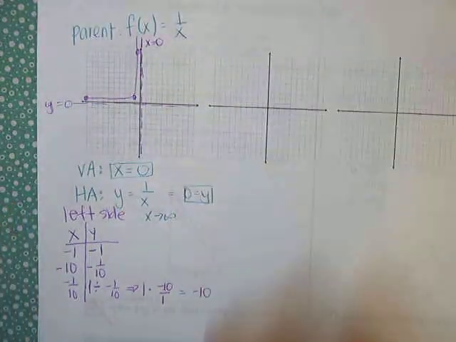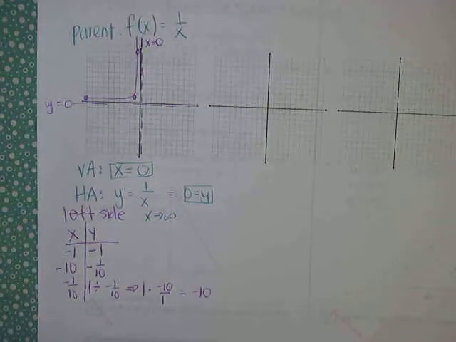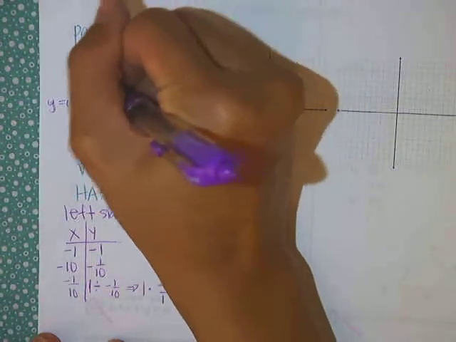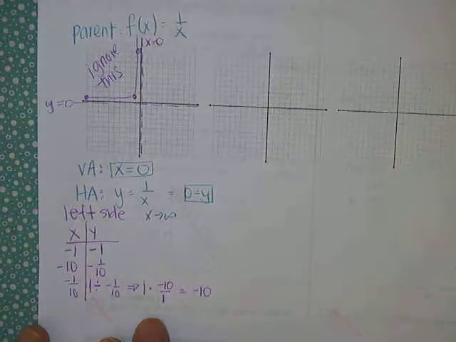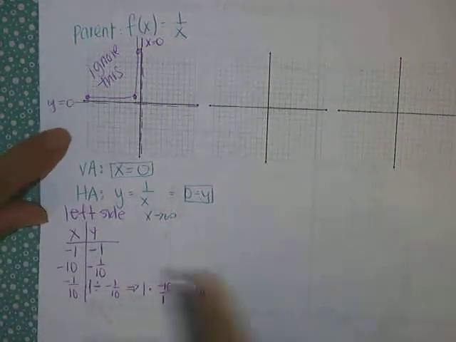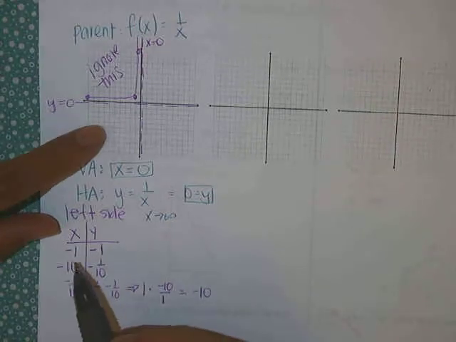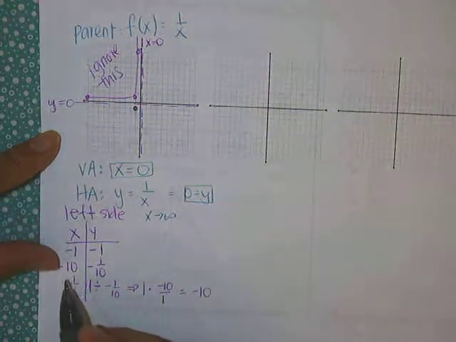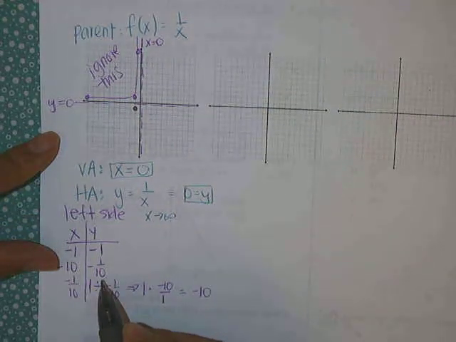So let's plot it. -1, comma -1. -10, which is the last dot over here. My output is -1/10, which is very close to the asymptote. And when x is -1/10, which is very close to the vertical asymptote, my y value is -10. So here is my left curve.